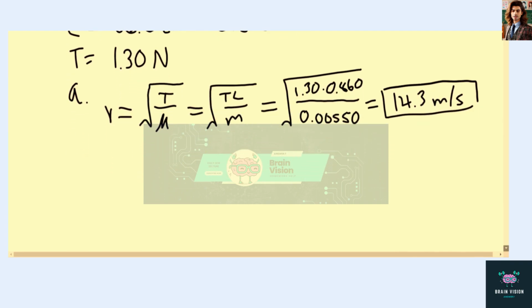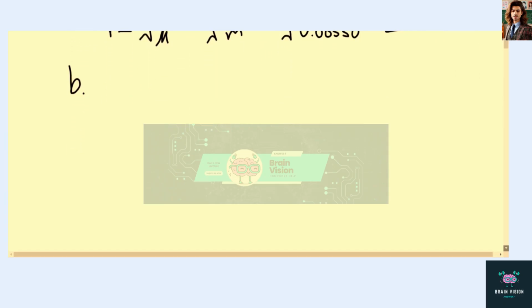And then in part B, we're asked to find the node to antinode distance for the three simplest modes of vibration. So that means for the first three modes of vibration, we want to find the distance between a node and its adjacent antinode. To do that, it would be helpful to draw the first three modes of vibration.